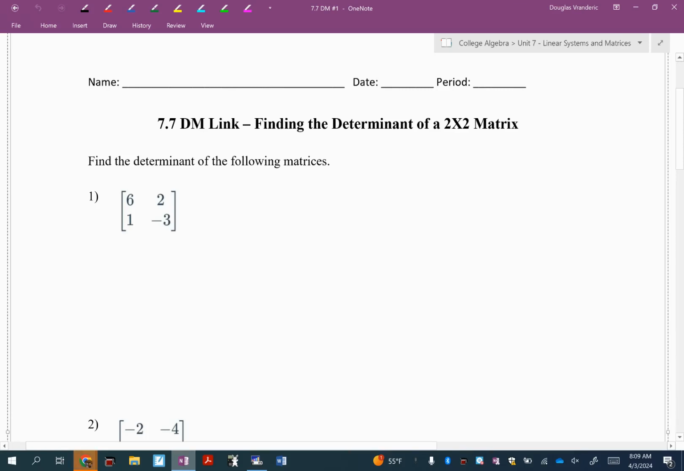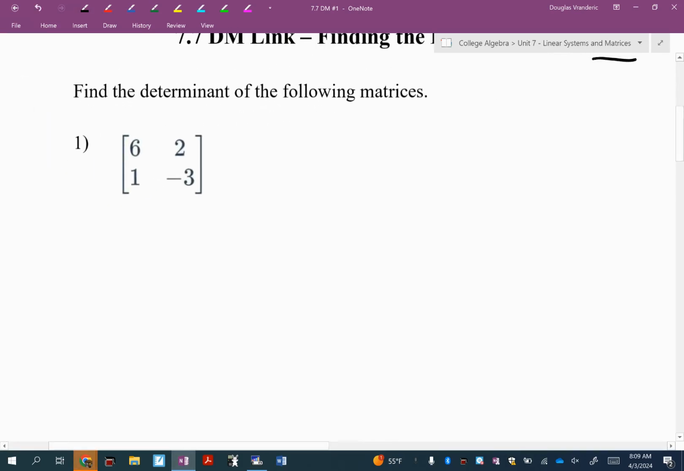You'll notice all of the matrices that I'm going to have you do to find the determinant are 2 by 2 matrices. The way you want to do this is look at the first number in your first row, first column. What number is in my first row, first column in this matrix? The 6. So I'm going to multiply the diagonal from that 6. The thing that's diagonal with 6 is -3. Do you guys see that -3?